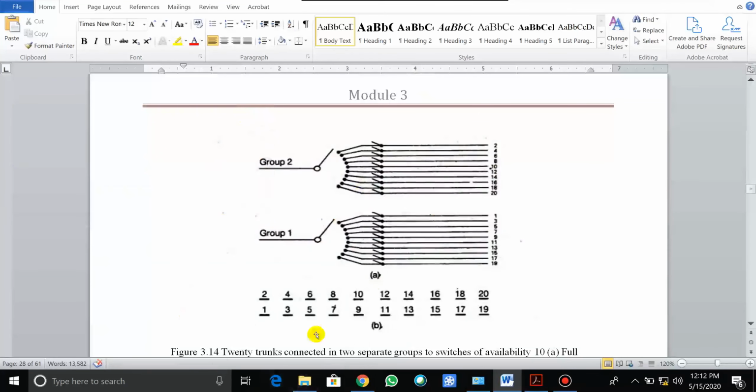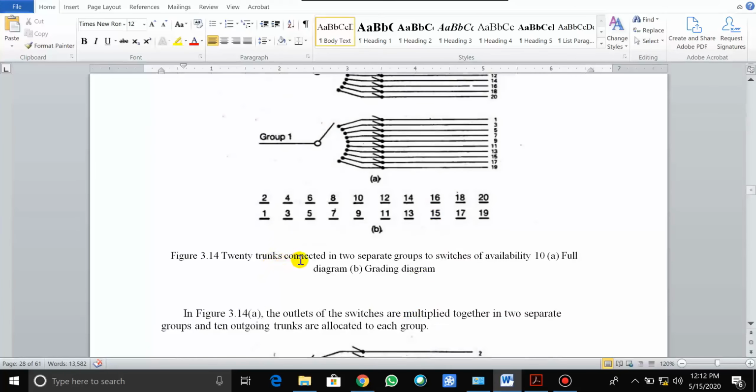Now in this diagram you can see group number 2 and group number 1. Here 2, 4, 6, 8, 10, all are even. Here 1, 3, 5, 7, 9, all are odd. Again, these are even and these are odd. So 20 trunks are connected in two separate groups of switches of availability 10. So this is the diagram.